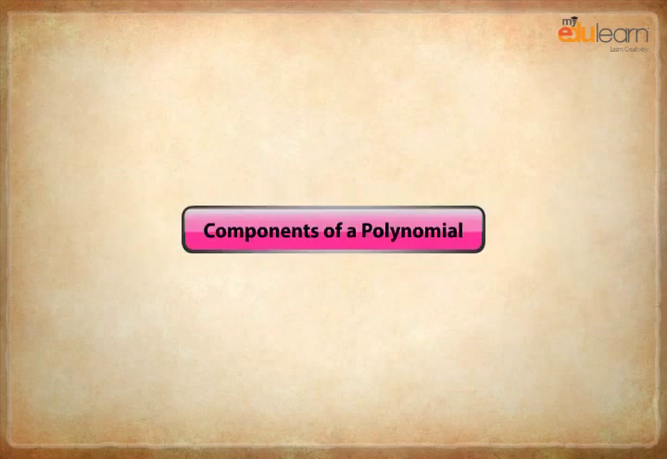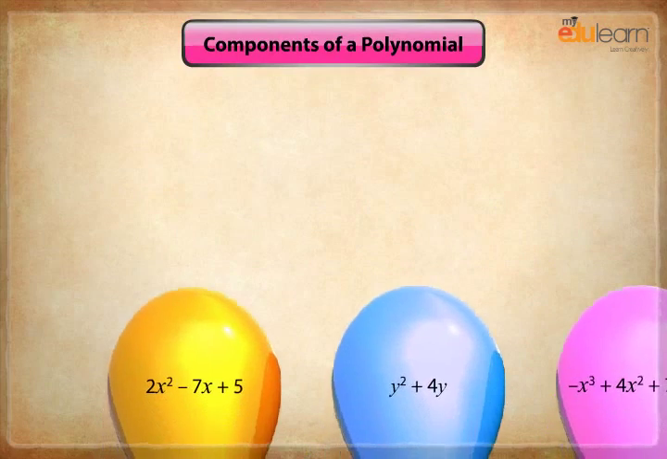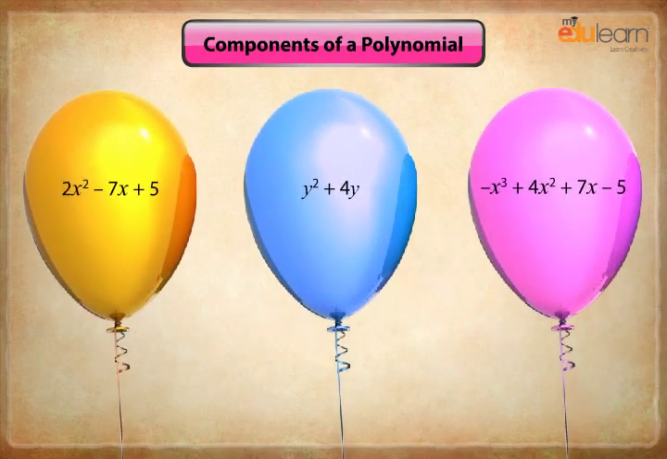Now let us talk about the components of a polynomial. In polynomial 2x square minus 7x plus 5, 2x square is the first term, minus 7x is the second term, and 5 is the third term. So we can say the polynomial 2x square minus 7x plus 5 has three terms. In the equation y square plus 4y, it has two terms. And the equation minus x cube plus 4x square plus 7x minus 5 has four terms.